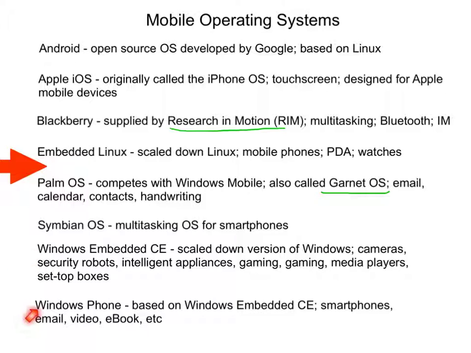Now there's also the Windows Phone operating system, which is based on the Windows Embedded CE. It's the mobile operating system for smartphones and other types of handheld computers. This allows you to perform tasks like accessing email, recording and watching video, instant messaging, reading ebooks, playing games, things like that.